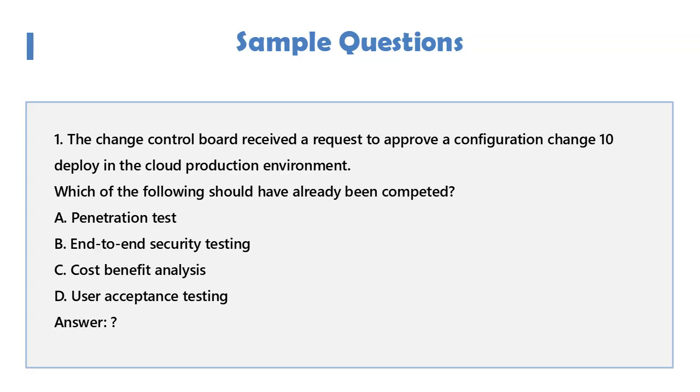1. The Change Control Board received a request to approve a configuration change to deploy in the cloud production environment. Which of the following should have already been completed? A. Penetration test. B. End-to-end security testing. C. Cost-benefit analysis. D. User acceptance testing.